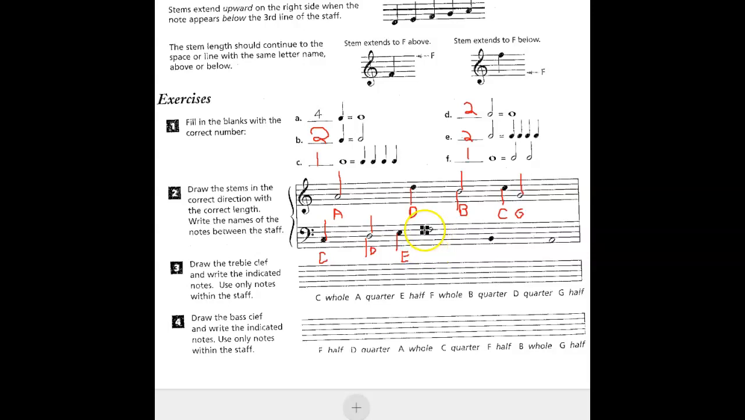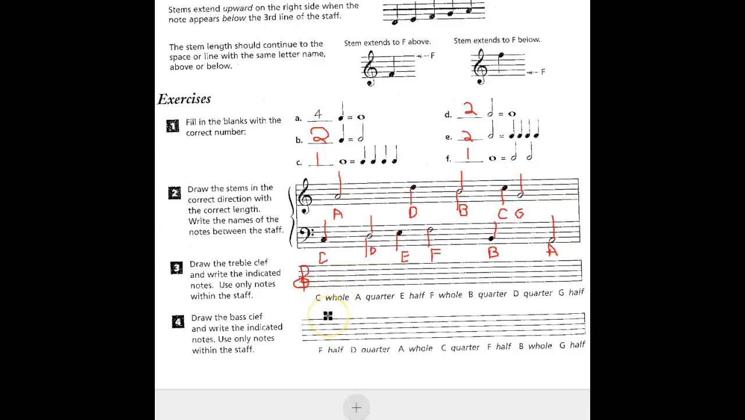Here it is above the third line, so the stem's going to go down on the left. And we go, George Bush drives fast. So it's an F. Again, it's below the third line, so the stem's going to go up. And here it's below the third line, stem's going to go up. It's a space, and we go, all cows eat grass. So it's an A.